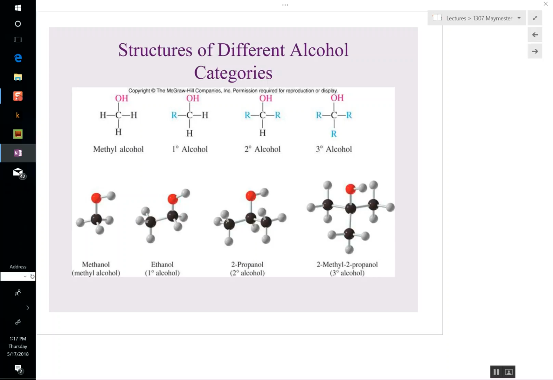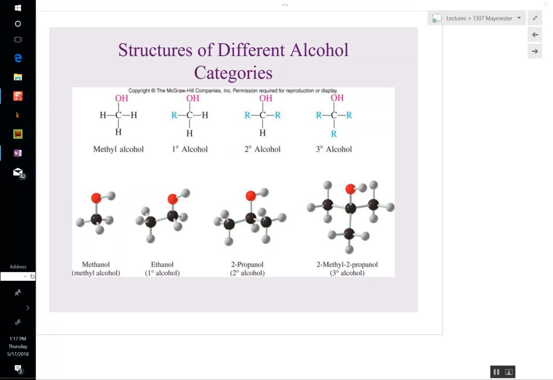2-propanol, or isopropanol, isopropyl alcohol. The OH is attached to a carbon, but that carbon is attached to two carbons. It's a secondary alcohol. And this one, the OH is attached to a carbon, but that's attached to 1, 2, 3 carbons. It's a tertiary alcohol. All right, that's how we classify.